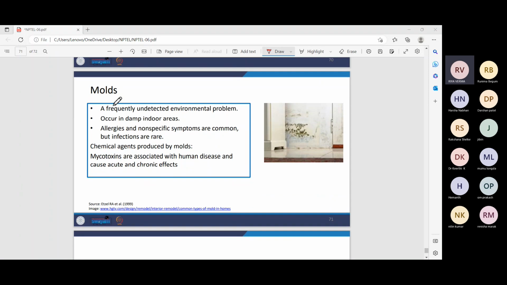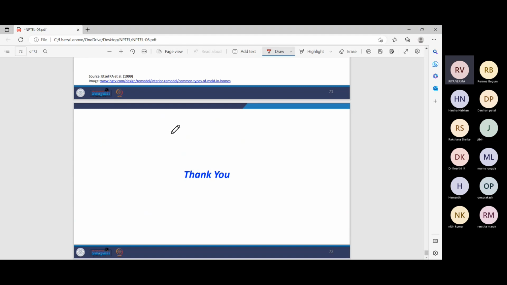Now, for molds, a frequently undetected environmental problem is the development of molds. It can be easily seen in any house which has some kind of seepage or some kind of moisture from the outside environment. And these occur in damp indoor areas, and this will lead to allergies and non-specific symptoms. But it's very rare to have infections from these molds. And the chemical agents produced by molds are mycotoxins, which are associated with human disease and can cause acute and chronic effects. So that is it for today's class.